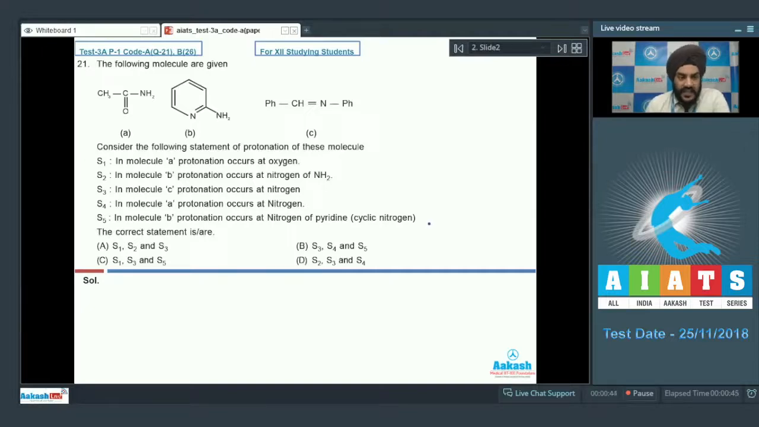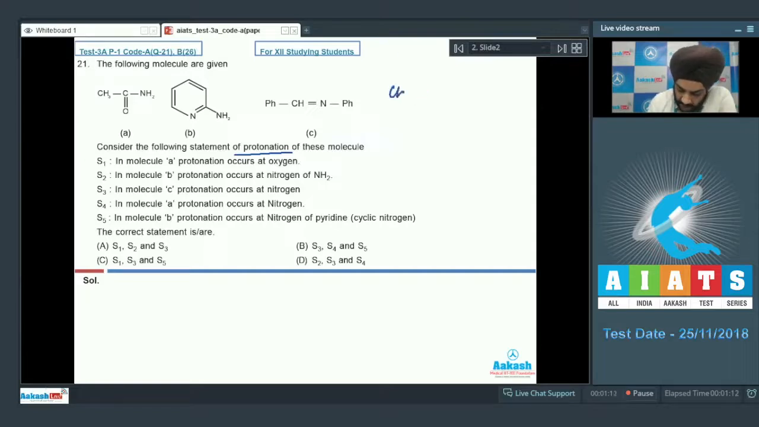So in this question we have been given 3 molecules A, B and C, and the examiner seems to be interested in the site of protonation in this molecule. So let's start with the molecule given in option A. So students, we know that the protonation site should be the most basic site in the molecule, and the basic nature depends upon the stabilization of the conjugate acid.